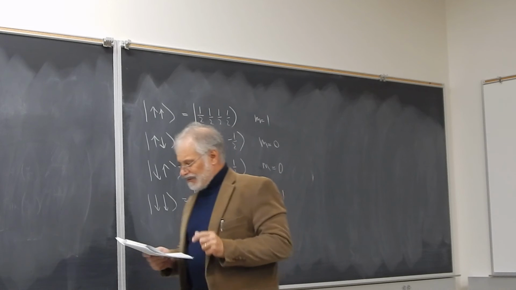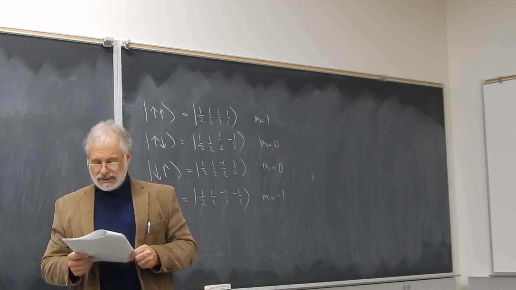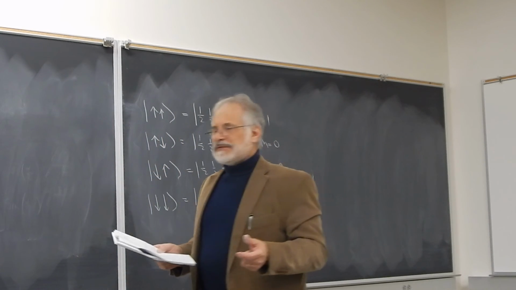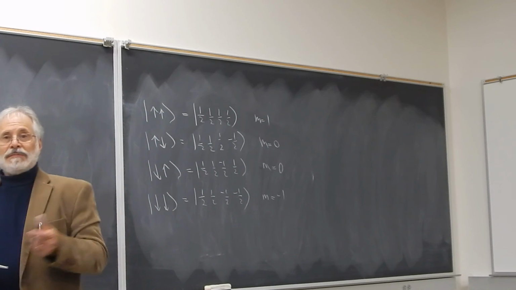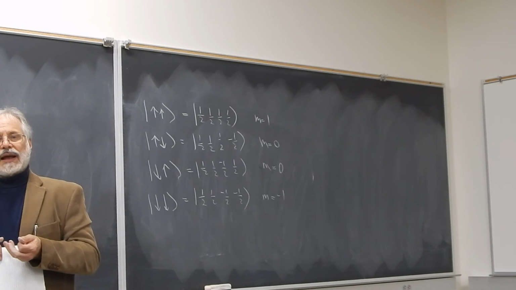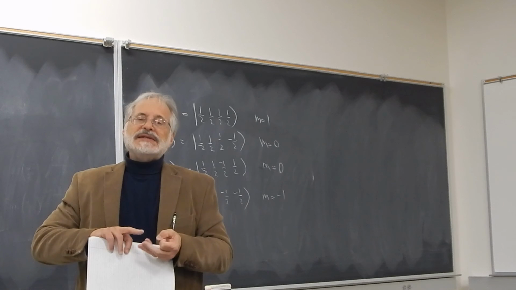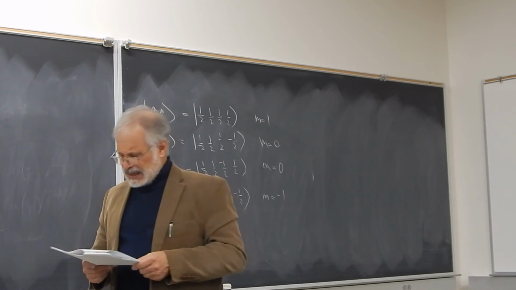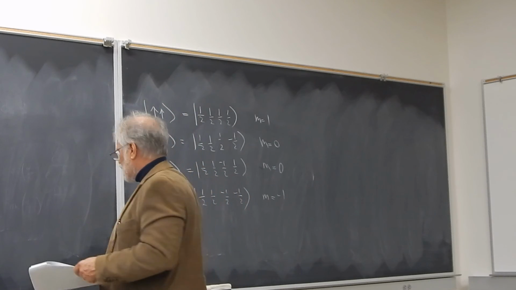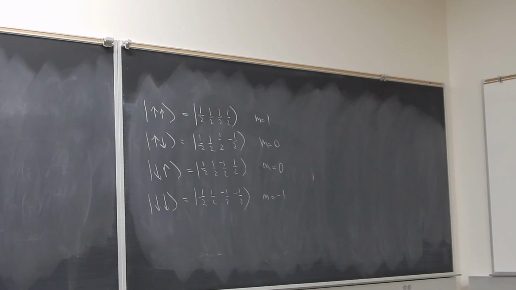It seems like we have one extra state where m is equal to 0, because we expect with spin, m goes from minus s to s. So I should have minus 1, 0, and 1. I shouldn't have minus 1, 0, 0, and 1. It should only be one m equals 0. We better untangle this mess. Let's go over here and do that.